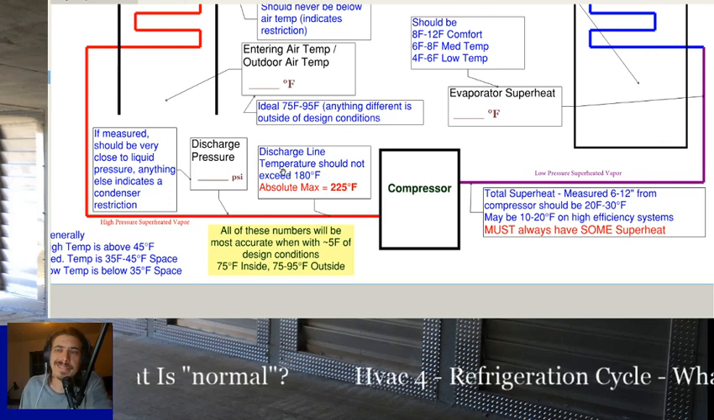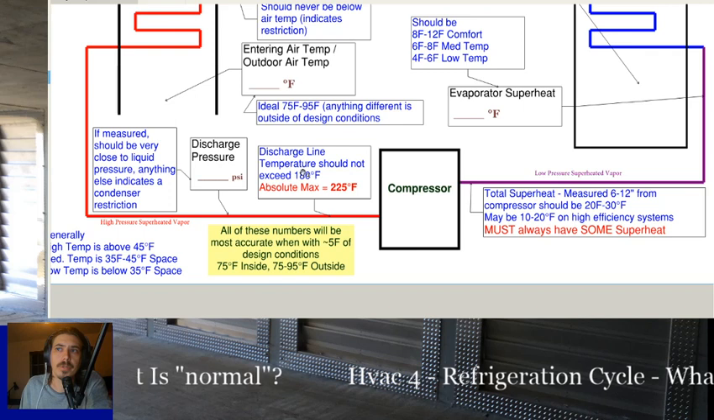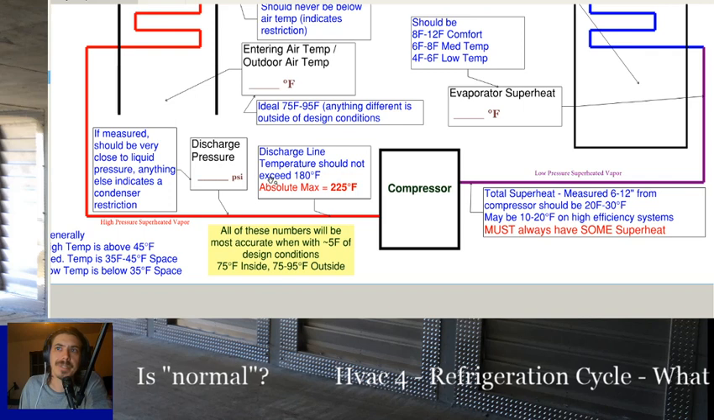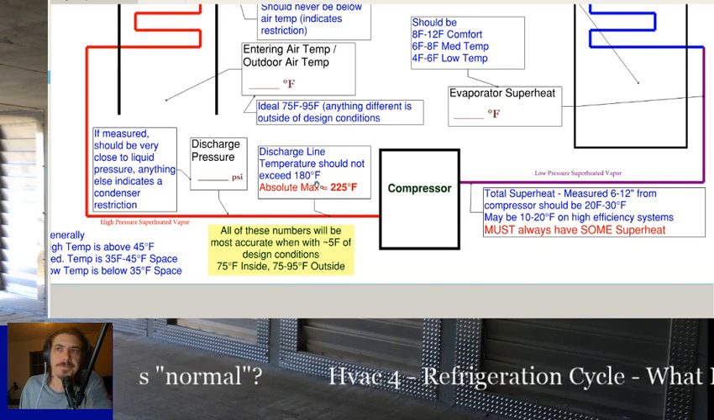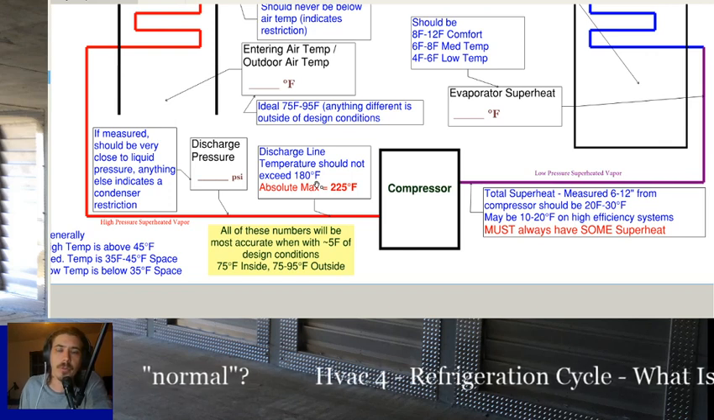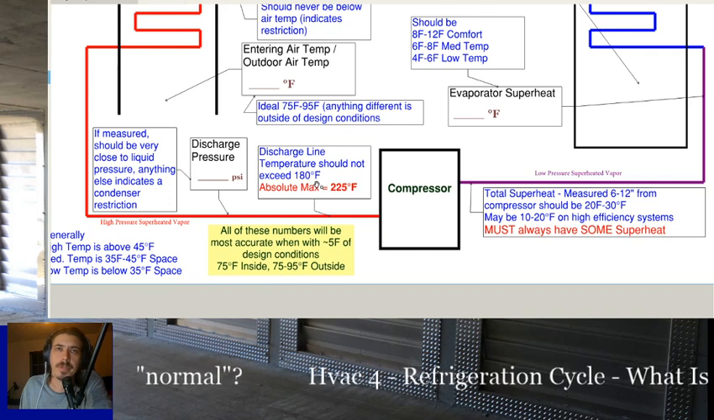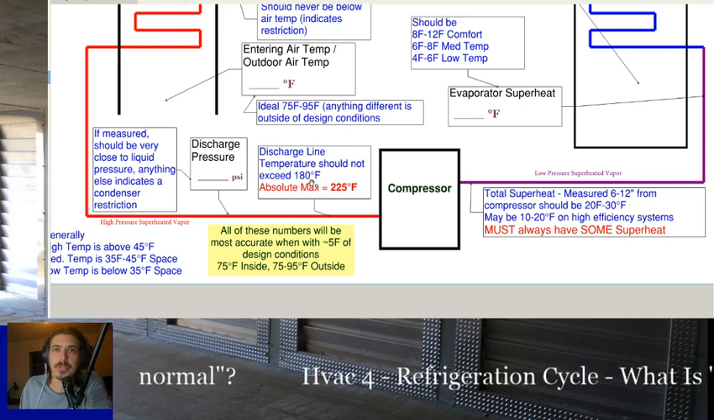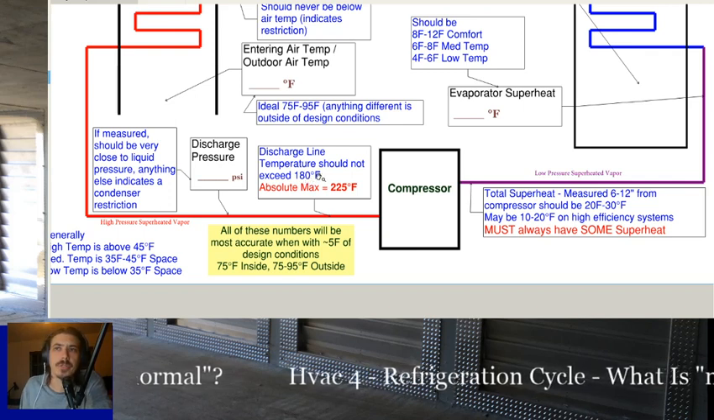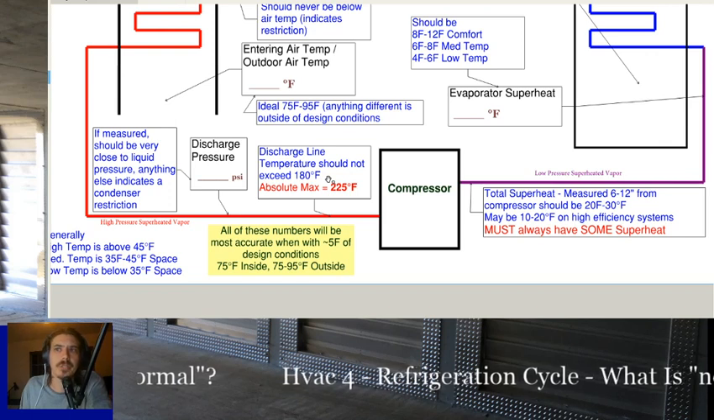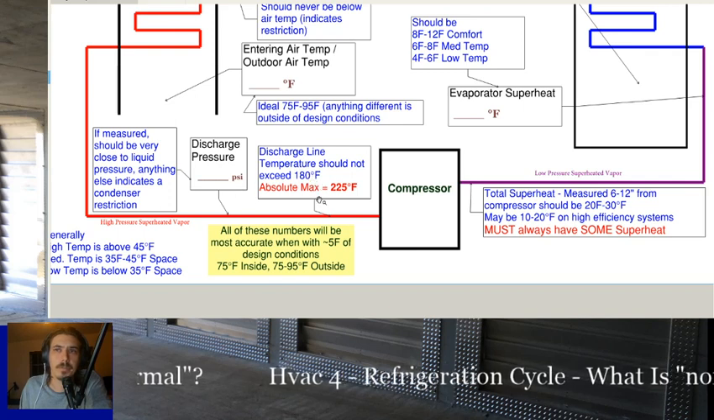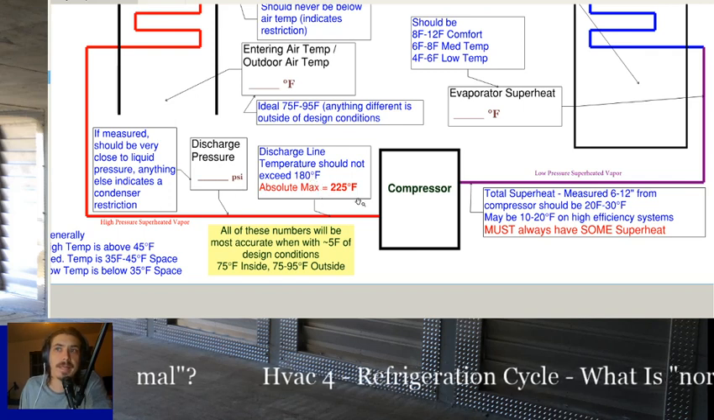A very good diagnostic tool, if you're able to take the discharge line temperature, is to check that line temperature, and it should not exceed 180 degrees. If you're above 180 degrees, odds are you have some other problem within the refrigeration circuit. You could be undercharged, you could have too much superheat because of very high load, any number of issues. It's just a good way to say, okay, is anything in general wrong? If you're above 180, you probably have a problem. Your absolute max is 225.